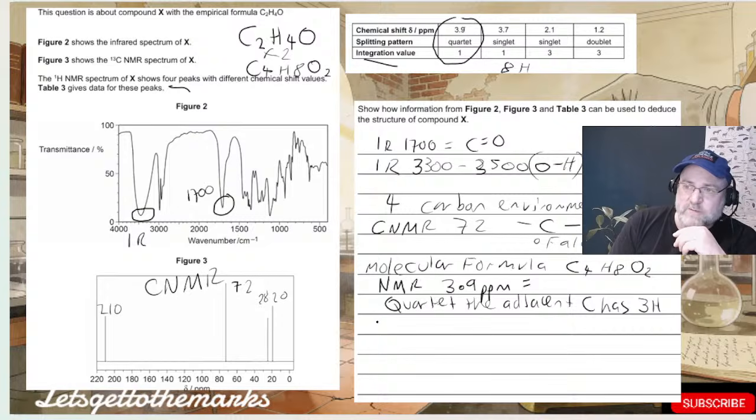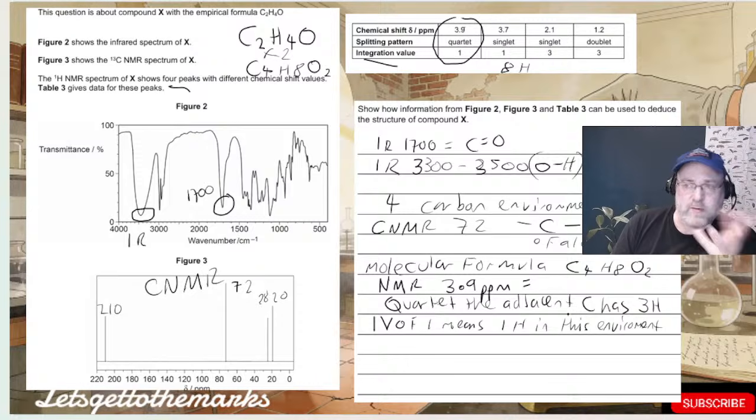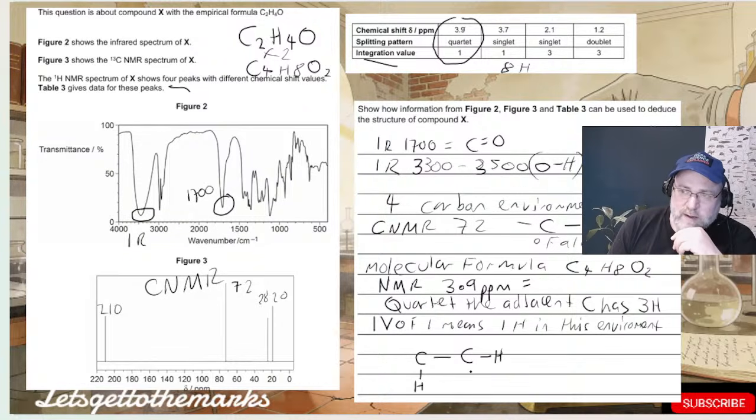Oh, the integration value. So I'm just going to call it IV. You can't call it IV, right? But I'm going to call it the IV, the integration value of 1 means 1H in this environment. Okay, so the integration value means there's 1 hydrogen in that environment. So that carbon has 1 hydrogen like this. Get it? And it's attached like that.